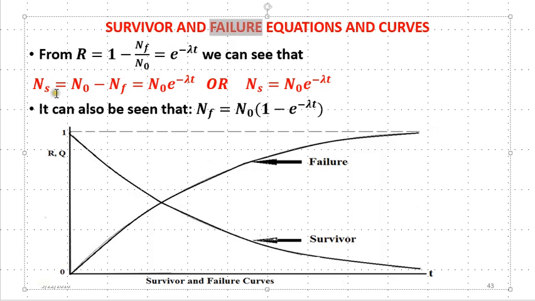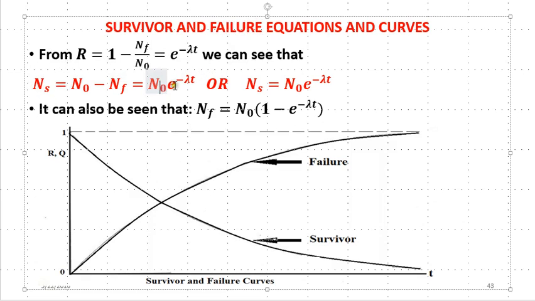That is my possibility of survival. NS is equal to N naught exponential minus lambda t from here. Look at it. If you come here, it should be N naught minus NF, and N naught minus NF is definitely equal to NS. So this is my number of survivors, which is equal to N naught, the total number, times exponential minus lambda t.